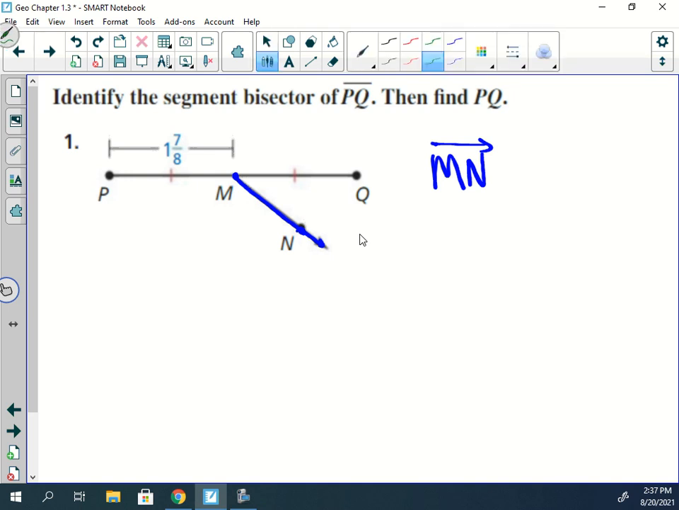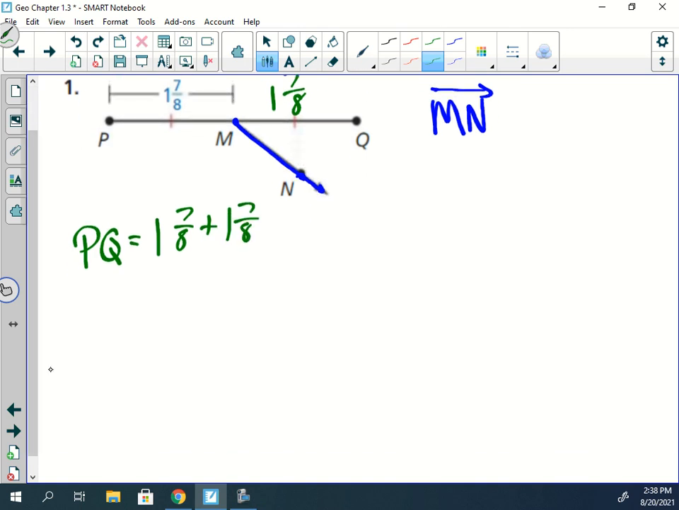Now they told us that from P to M is 1 7/8. That's the distance from P to M. What's the distance from M to Q? It's the exact same, 1 7/8, because again, if it's the midpoint, it's in the exact middle. So if I want to find the whole length, PQ, we'll need to add 1 7/8 plus 1 7/8. We'll have to add those two together.